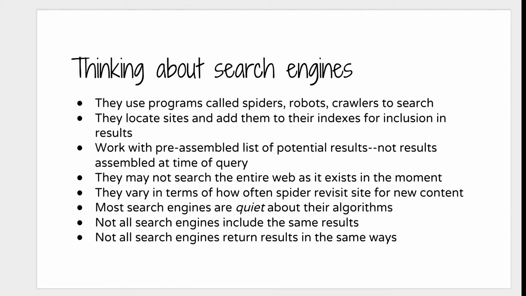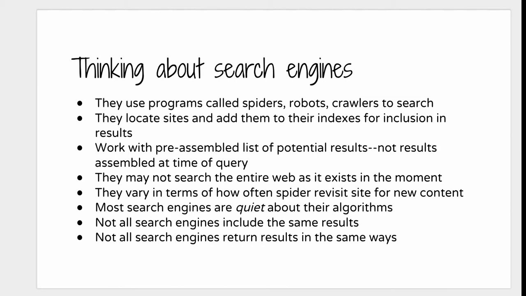So search engines use programs called spiders, robots, or crawlers to search. They locate sites and add them to their indexes for inclusion in the results. They work with these pre-assembled lists of potential results, not results necessarily assembled at the time you put your query in. And for those reasons, it may not search the entire web as it exists in the moment.